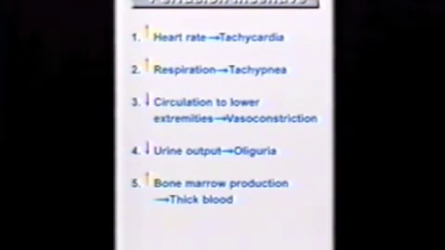Then what's going to happen is the peripheral circulation is going to shut down. They're going to have vasoconstriction in the lower extremities. Eventually, they're going to develop oliguria and so forth. And remember, then eventually the bone marrow is going to be stimulated to produce more red cells.